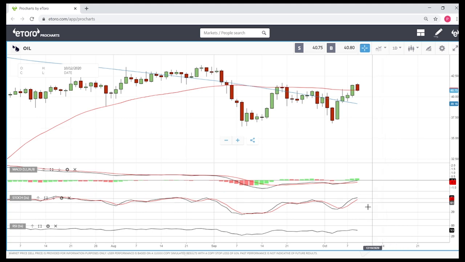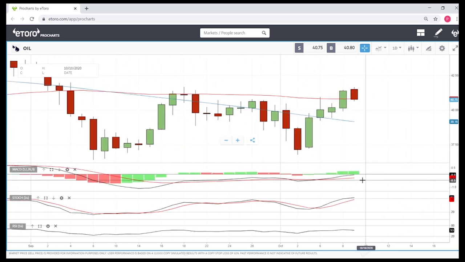Technical indicators are showing exhaustion. The stochastic is basically becoming flat. It will cross the signal line on Monday, indicating bearish momentum. The same goes for the MACD. It's becoming fairly flat. Probably it will take 1 or 2 days for this to basically fall apart, but I do expect that is what's going to happen.